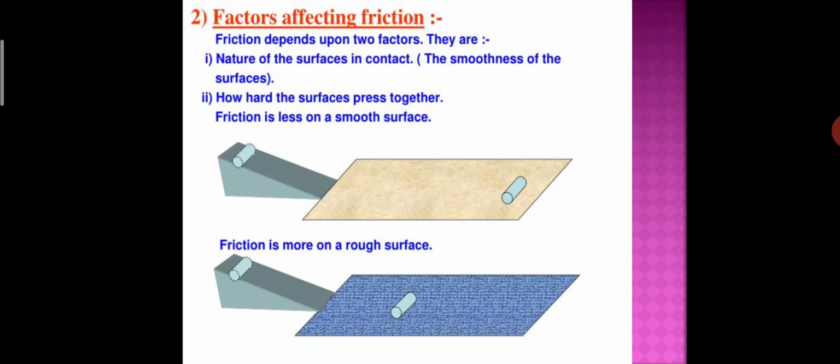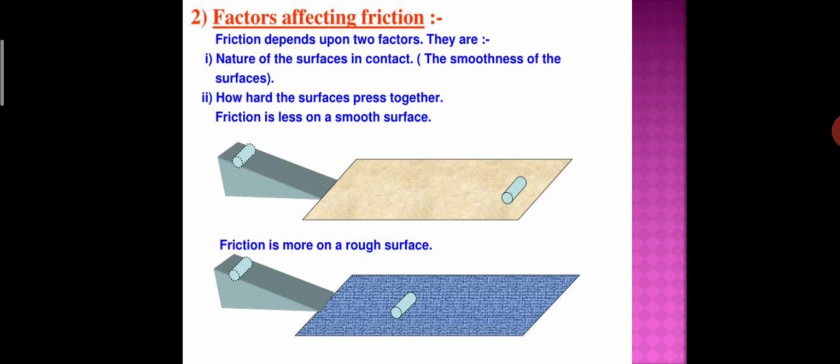So how hard the surfaces press together matters; friction is less on a smooth surface. See students, one roller is there. One is in grey color, a rough surface, and in yellow color, see, a smooth surface is there. So what happened there? On the smooth surface, when we are rolling anything, it can easily move.